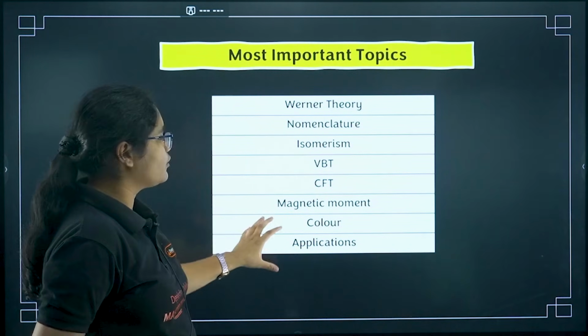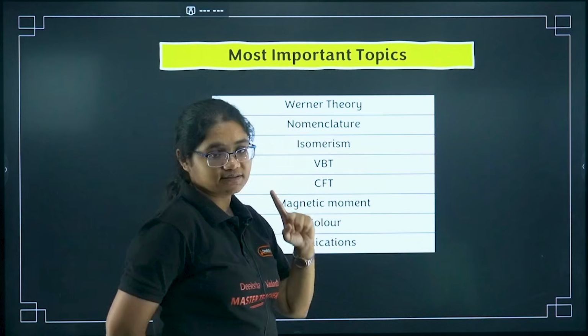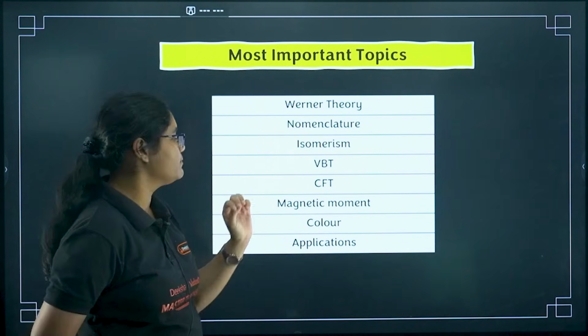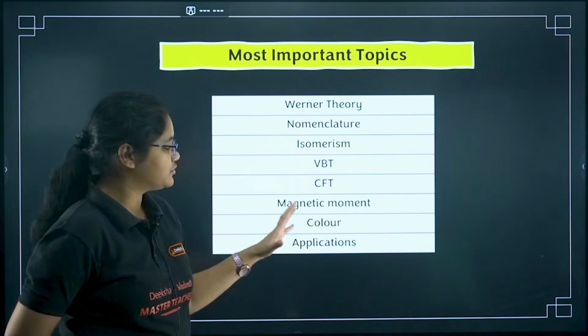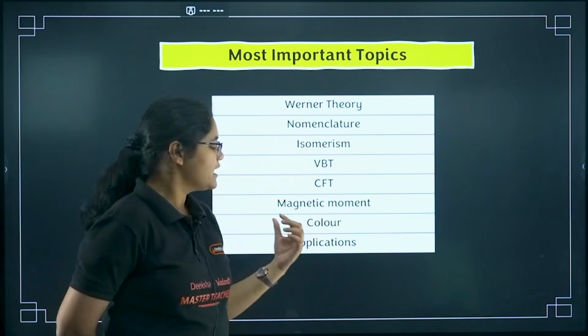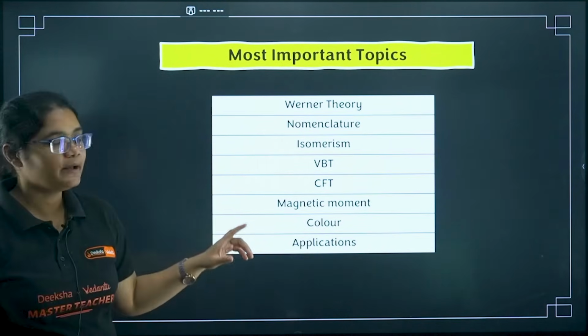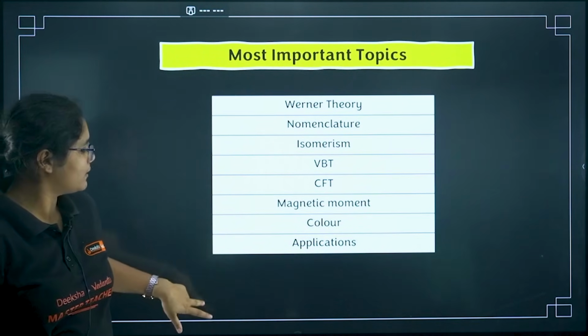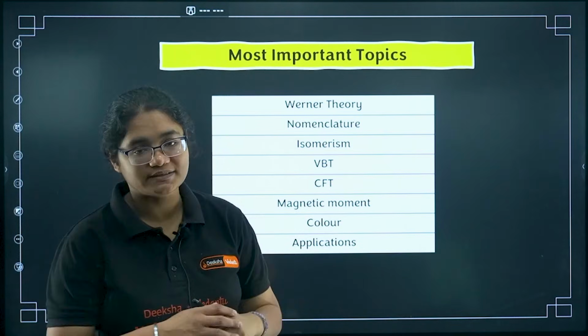So what are the important topics in this chapter? We have Werner's theory, nomenclature, isomerism, VBT, CFT, where questions will definitely be asked, magnetic moment, colors, and the applications part. Okay students, this was all about this chapter.